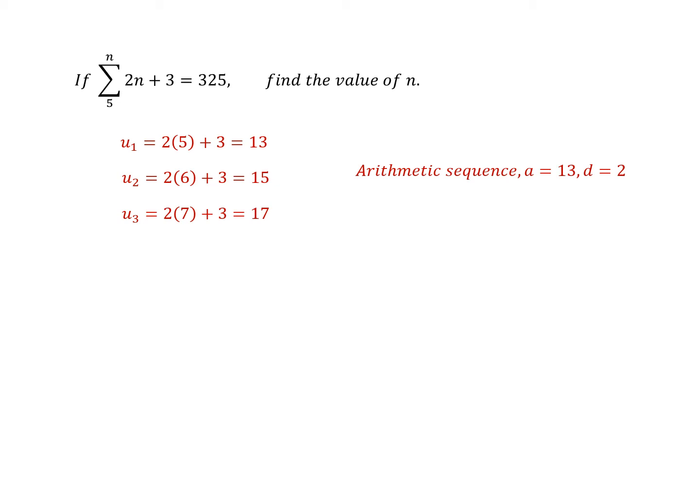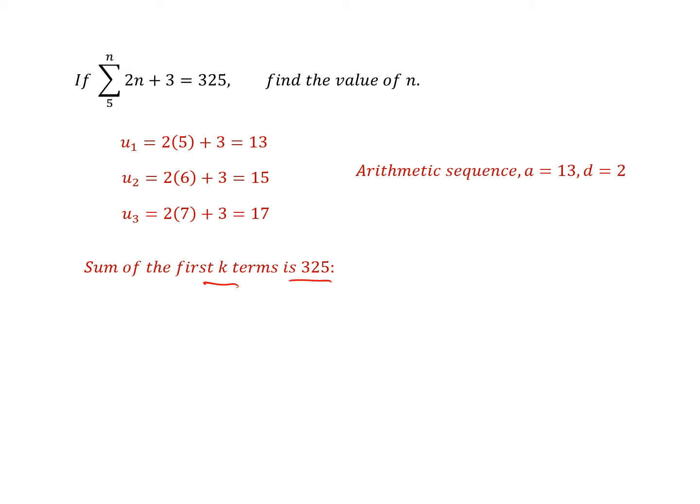So we need to do something about the number of terms that we need in order to make up 325. Now, n is not going to be the number of terms because we're starting at the number 5. So I'm going to use a different letter for the number of terms. So I'm going to say that we've got k terms making a total of 325.